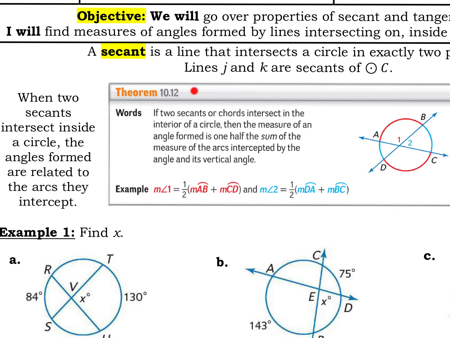Next, I have this Theorem 10.12. Next to it, it says, when two secants intersect inside a circle, the angles formed are related to the arcs they intercept. And so Theorem 10.12 says, if two secants or chords intersect in the interior of a circle, then the measure of an angle formed is 1/2 the sum of the measure of the arcs intercepted by the angle and its vertical angle. Right, so what does all that mean?